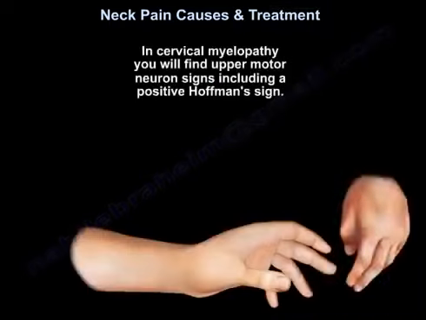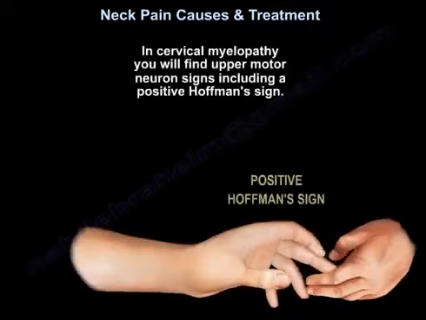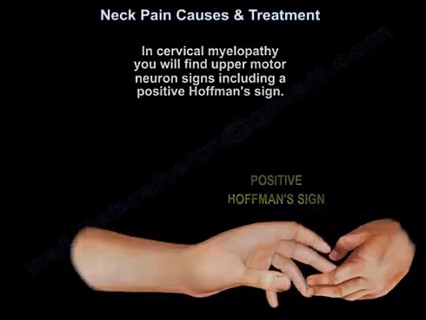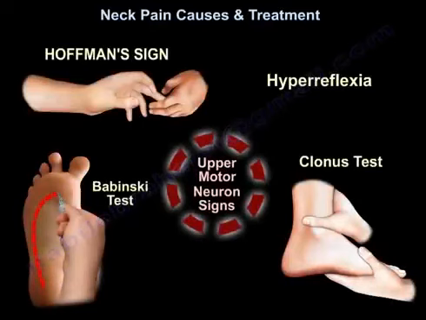In cervical myelopathy, you will find upper motor neuron signs, including a positive Hoffman sign. This is how you will see a positive Hoffman sign. What are other upper motor neuron signs? You will find the patient will have hyperreflexia, positive Babinski test, and clonus.